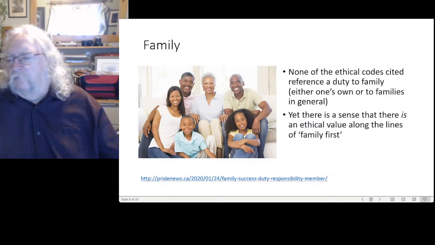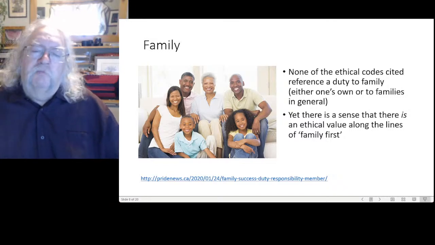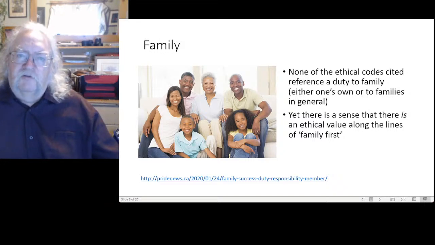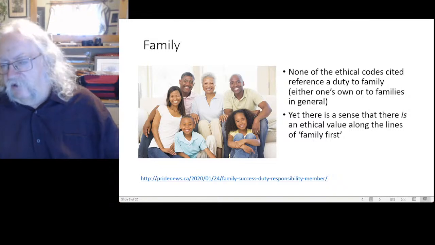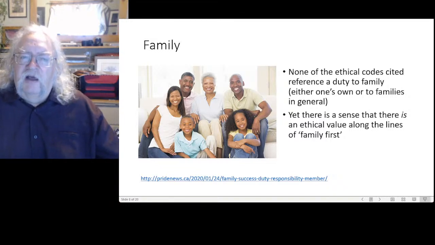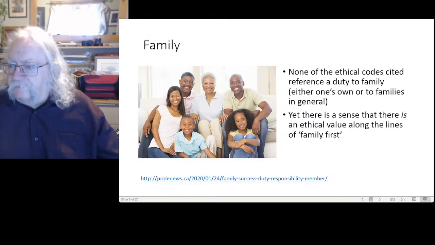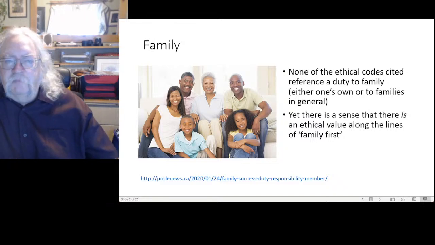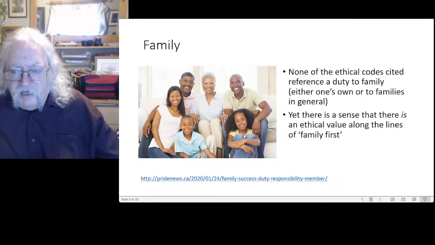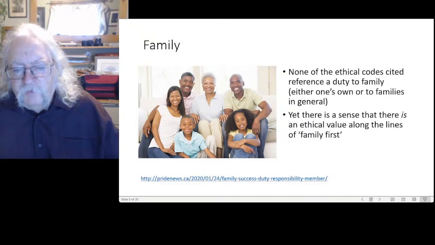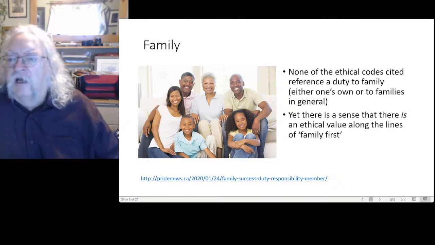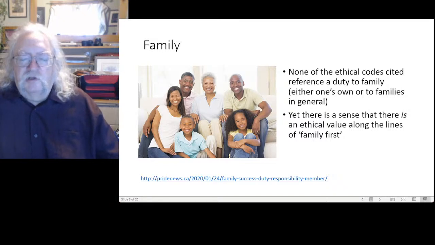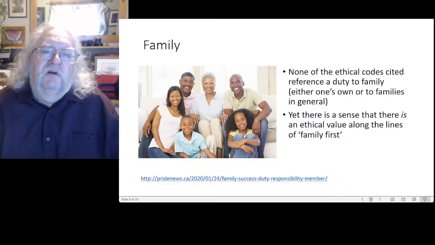Another area which is completely lacking in any of these codes of ethics, and I thought I should put it in because it's so prominent outside codes of ethics, is duty to one's family, or perhaps duty to the concept of family generally. Certainly there's a large category of ethical principles or ethical values related to that. There is a sense among many people, I think, that an obligation to one's family is an ethical principle. Certainly, such an obligation, especially an obligation to one's parents, surfaces in ethical principles advanced by people like Confucius. And there's a sense in which we have an ethical value along the lines of family first.